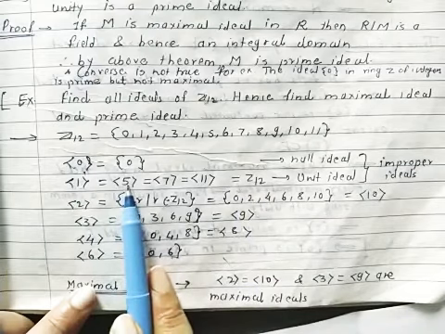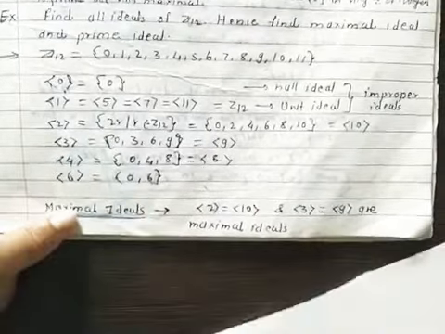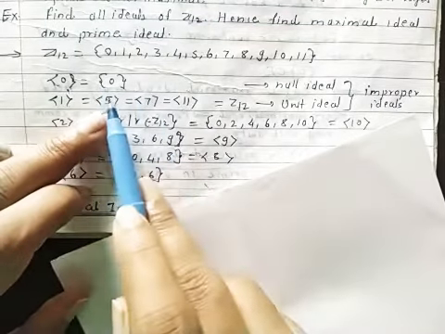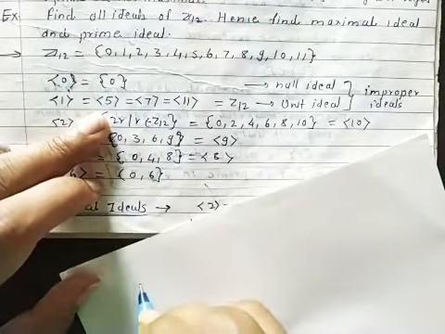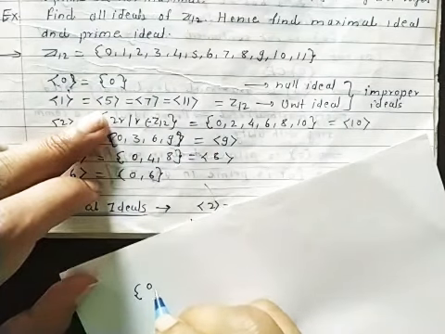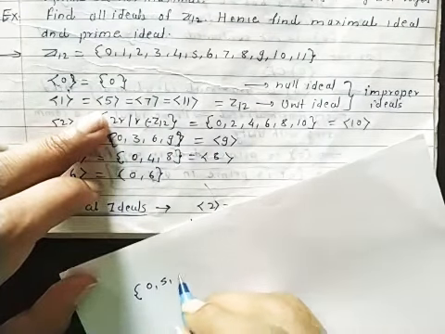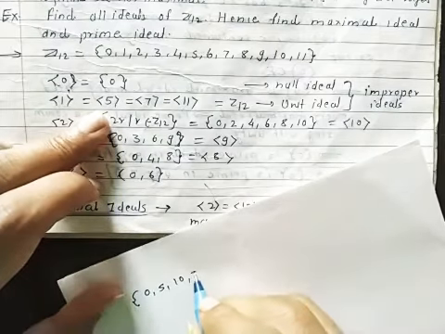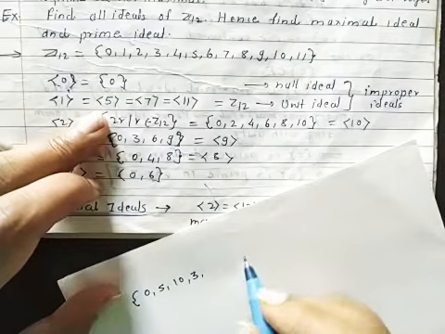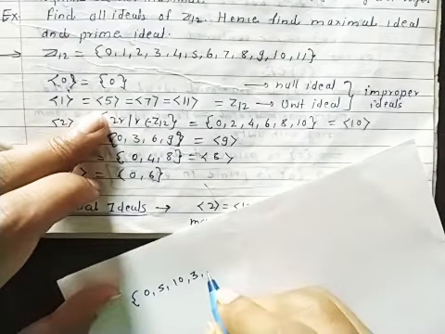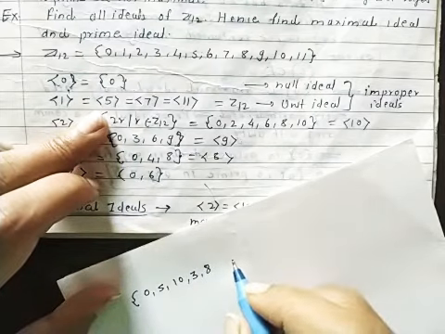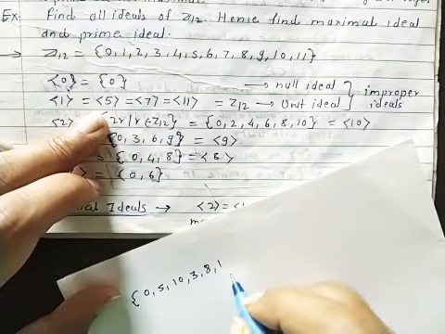Similarly, the ideal generated by 5. How do we find the ideal generated by 5? We multiply each element of Z12 by 5. So the first element will be 5 into 0, which is 0, 5 into 1 is 5, 5 into 2 is 10, 5 into 3 is 15, and 15 is 3 in Z12. 5 into 4 is 20, and 20 is 8 in Z12. Then 5 into 5 is 25, which is 1.